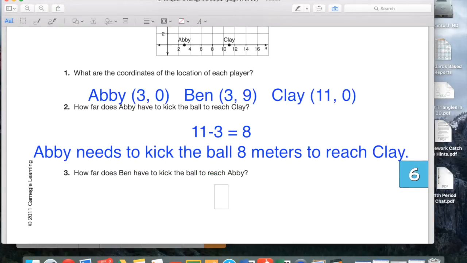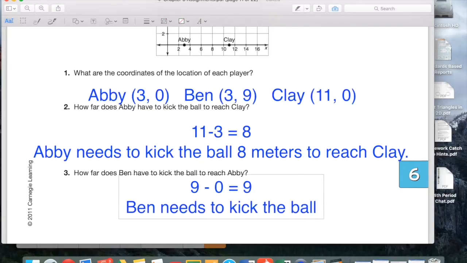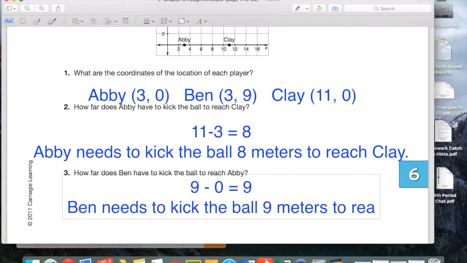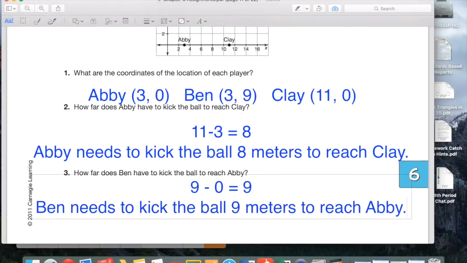How far does Ben need to kick the ball to reach Abby? Well, Abby's at 0 and Ben is at 9, so you could just subtract, get 9. Ben needs to kick the ball 9 meters to reach Abby.